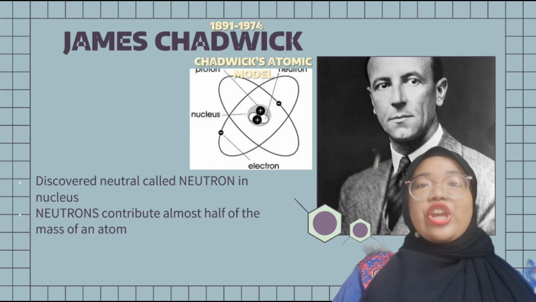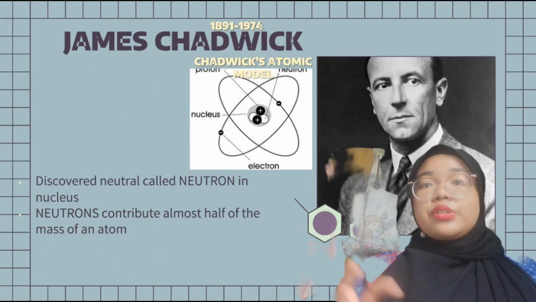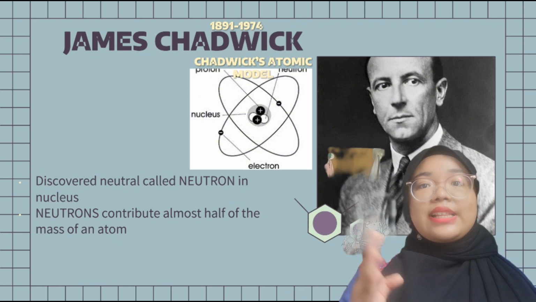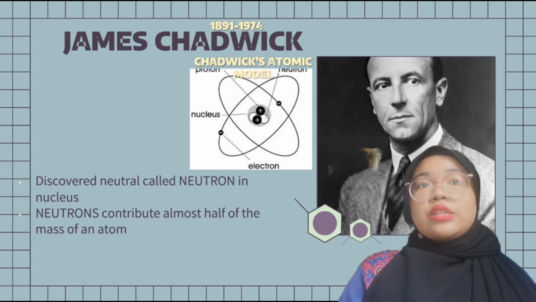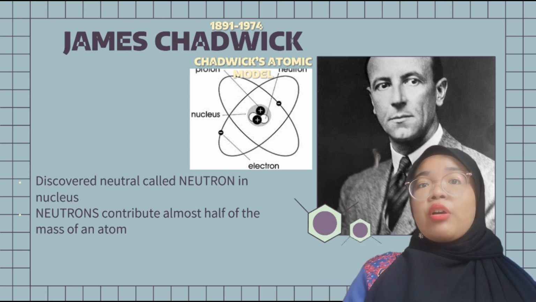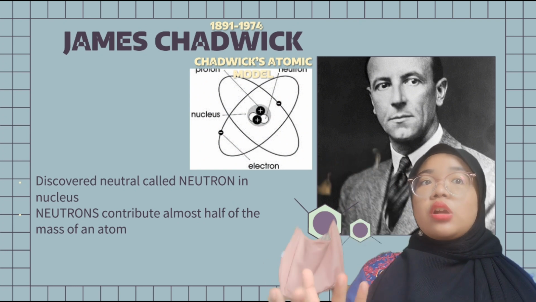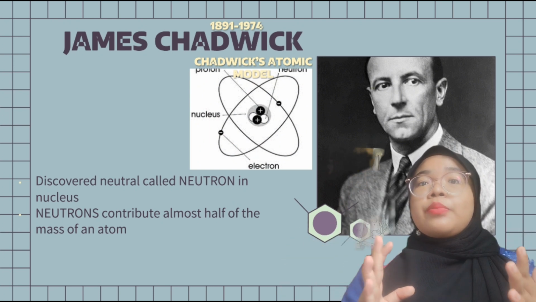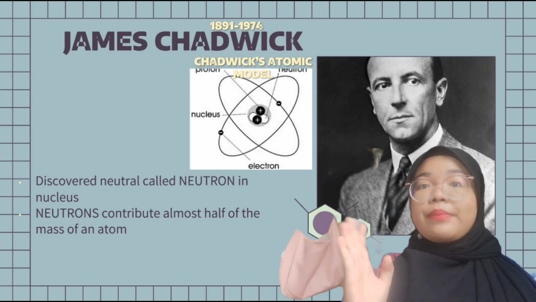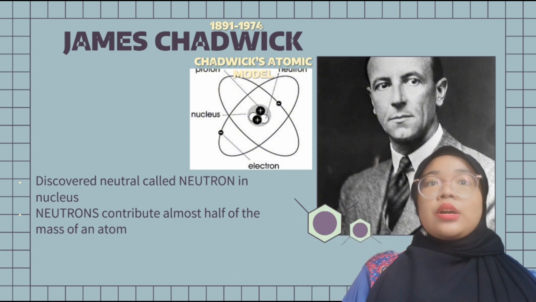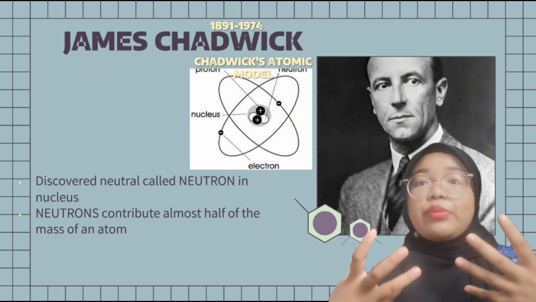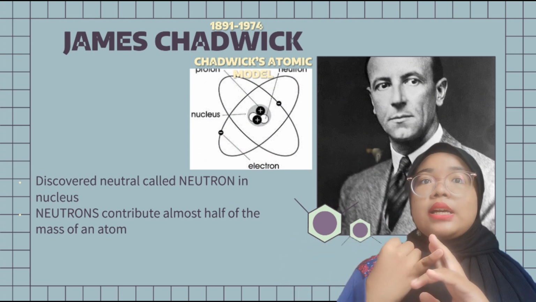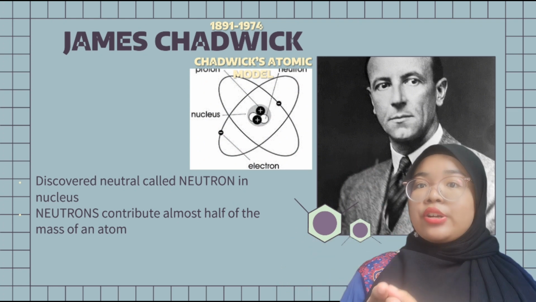Last one is James Chadwick. James Chadwick's theory was used from 1891 until 1974. James Chadwick discovered a neutral particle called the neutron in the nucleus. He said that neutrons contribute almost half of the mass of an atom. So Chadwick's atomic model contains protons, neutrons, the nucleus, and electrons.